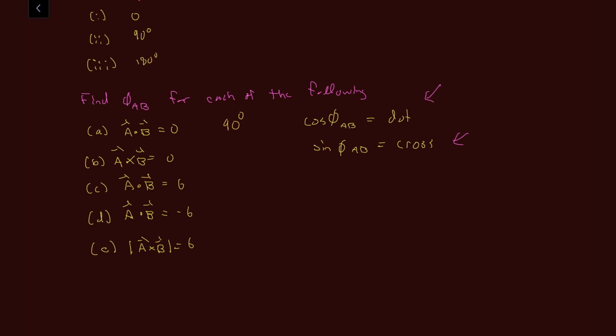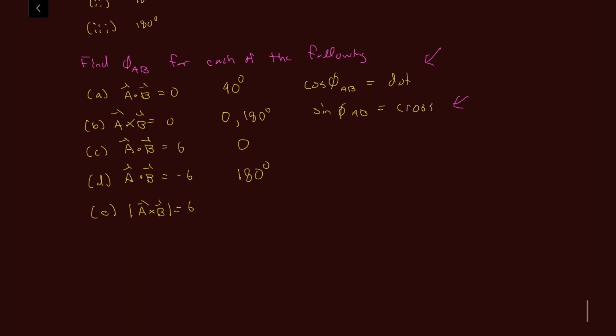Cool. Moving on to part B. A cross B is equal to 0. So that's the same thing as saying that the sine of phi of A and B is equal to 0. That's going to happen at the following 2 angles, either 0 or 180. Part C, A dot B is equal to 6. That only happens if the cosine of the angle is equal to 1. And that's going to happen when the angle is 0. Part D, A dot B is equal to negative 6. This is sort of like the opposite scenario. That means that the cosine of the angle is equal to negative 1. This happens at 180 degrees.